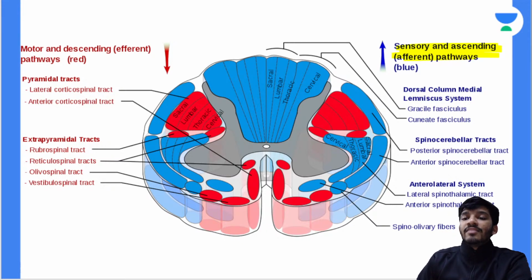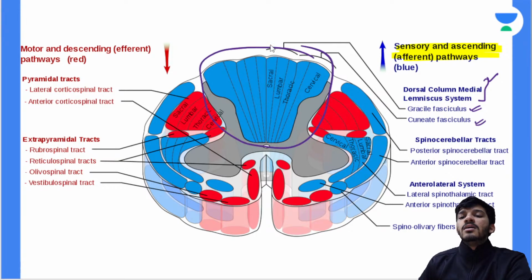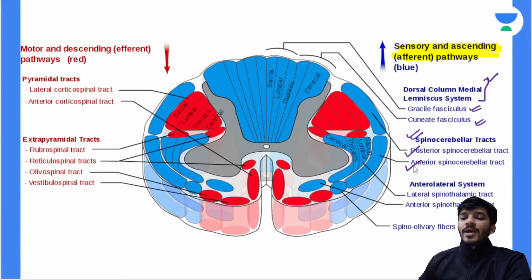So please understand that I've explained to you the dorsal column medial lemniscus system, which had the gracile fasciculus and the cuneate fasciculus. That is very visible here beautifully in the posterior funiculus, right? On the lateral side, you had spinocerebellar tracts, which included posterior and anterior spinocerebellar tracts. Along with that, you have a lateral spinothalamic system and an anterior spinothalamic system.